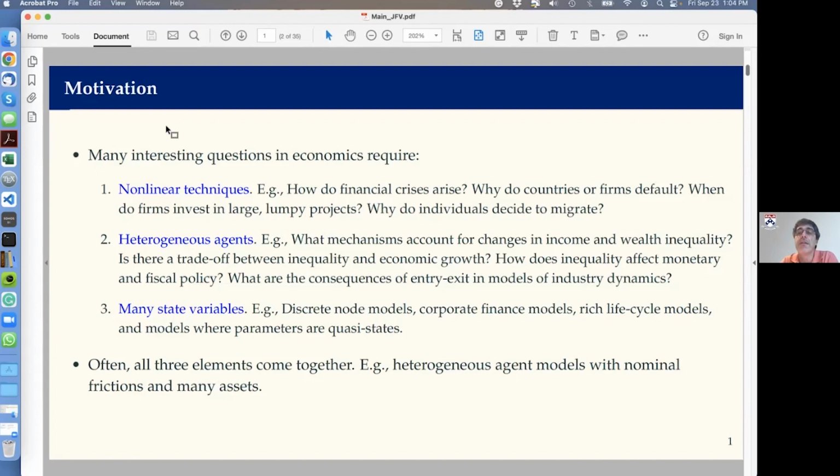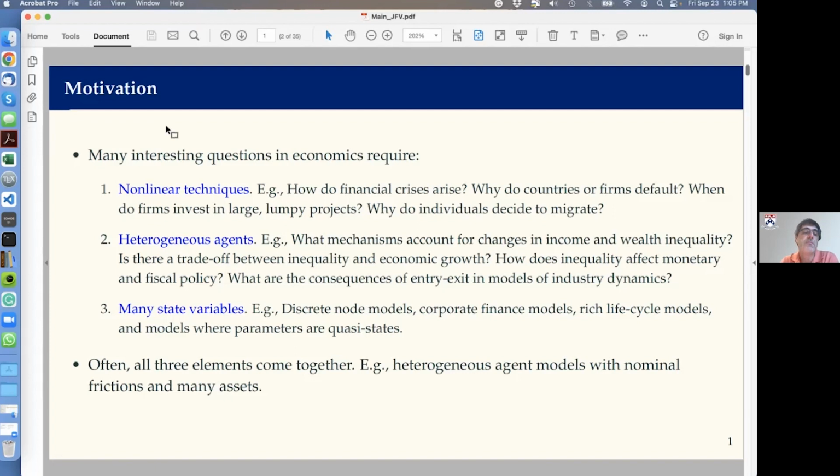Think about the models that economists use to try to understand why countries or firms default, or why firms invest in large lumpy projects. In economics, we also use something that is called models with heterogeneous agents, which means models that have a lot of different agents, a lot of different firms, a lot of different households. And we use these models to think, for instance, about what drives the changes in income and wealth inequality, or whether there is a trade-off between inequality and economic growth, or how inequality affects monetary and fiscal policy.